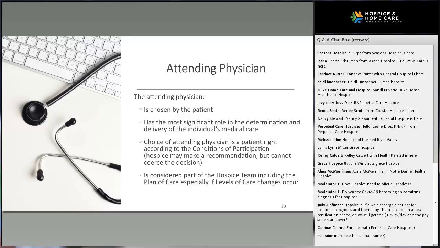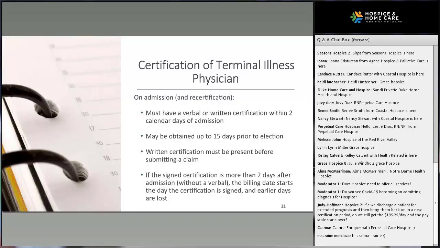So if the attending physician does not want to sign on service, many hospices actually have a couple of attendings that are willing to work with them that they use for these types of situations. The attending is also considered part of the hospice team, including the plan of care, and especially if you have levels of care where you're having changes, the attending is definitely involved in that. And another thing too, just so you know, if a hospice patient is in a nursing home, many times the attending physician will become the medical director of the nursing home as well. So just food for thought there.